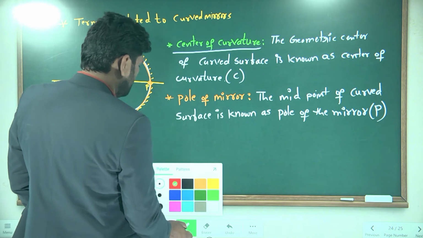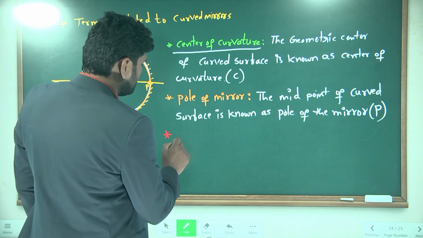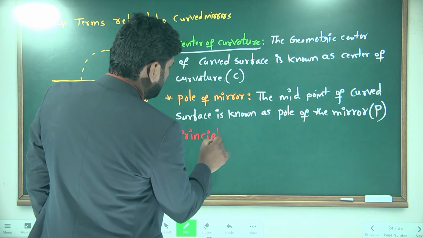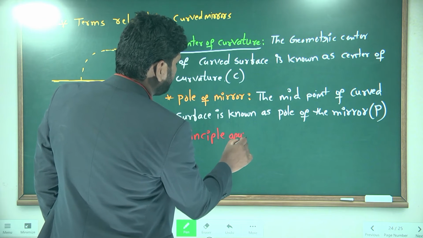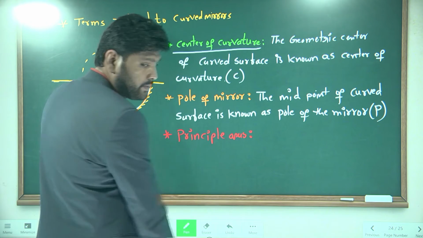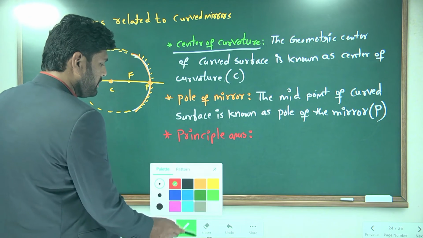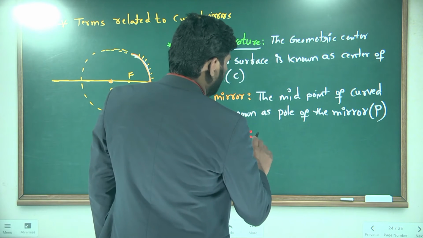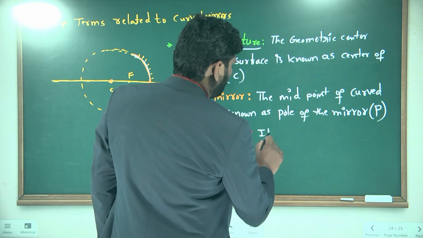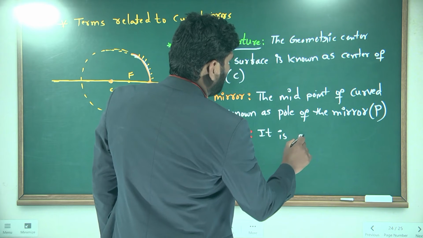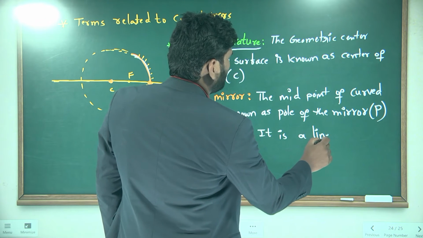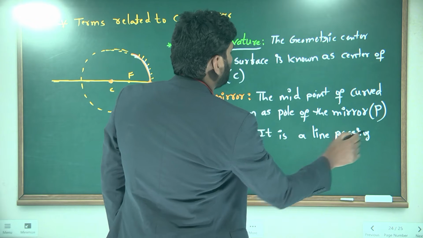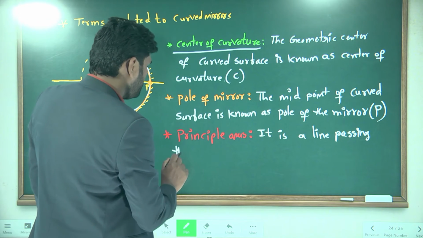Next one is principal axis. So next one is what? Principal axis. What is this principal axis? So you can write, principal axis is nothing but it is a line passing through.